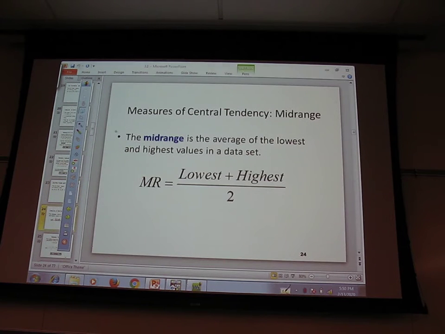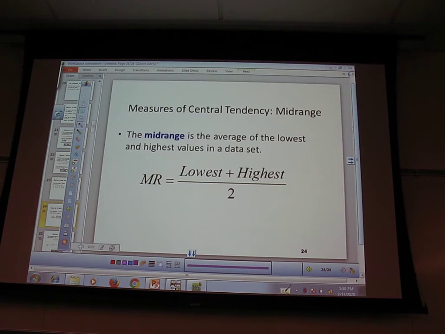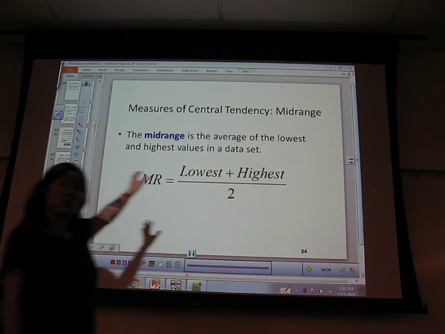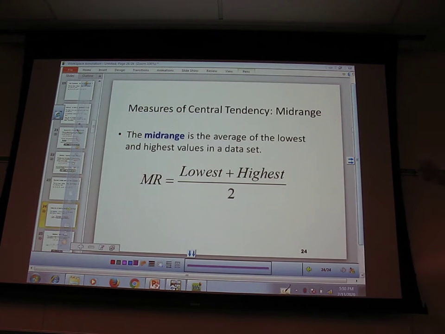It's all good. Mid-range. The mid-range is the average mid-range. Does everyone see the word mid? Yes. Whenever you have a mid, you're going to average the top and the bottom. It's the one in the middle. So anytime you have something in the middle, you're going to average the top and the bottom. Here it's the mid-range, so you're going to take the highest value and the lowest value and average them. That's the mid-range.